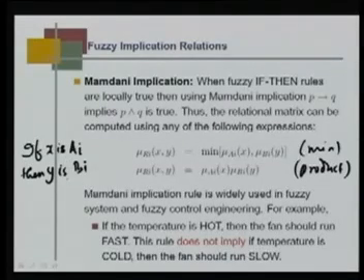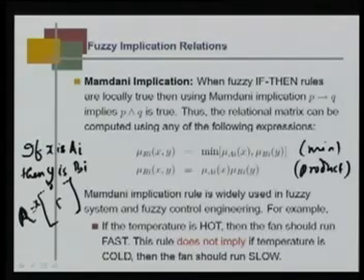The relation matrix R associated with this, we can put like this, where this is my x, this is my y. Any typical element associated with x_i is the minimum of mu of x in fuzzy set A_i and mu of y in fuzzy set B_i. So, each element in R is computed using either this formula or this formula. The Mamdani implication rule is widely used in fuzzy systems and fuzzy control engineering.